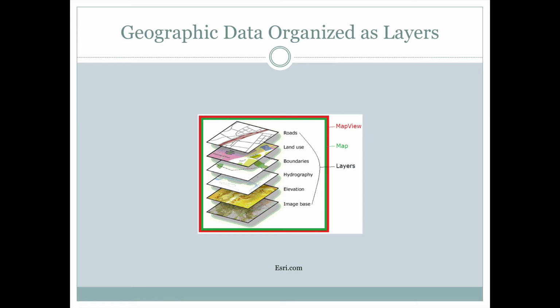Let's talk about how GIS information is organized. One way that we can think about GIS is that each type of thing that we want to put on a map is organized as an individual layer. So for example, in the example shown here, all of the roads would be on one layer.